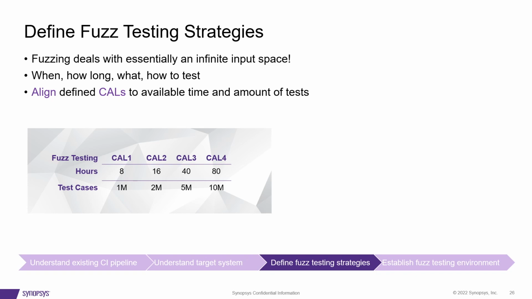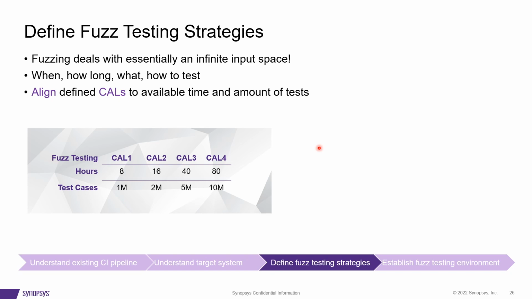In our next step now, we have to define the fuzz testing strategies. It's important to note that fuzz testing is a negative test approach, so there's essentially an infinite input space. And we have to decide how to test, when to test, how long to test, what to test, and how to test. One way to help us answer those questions is to use the CALs that we just defined on the previous slide.